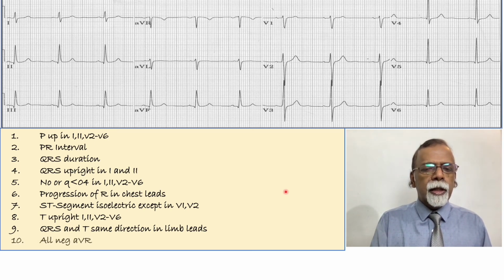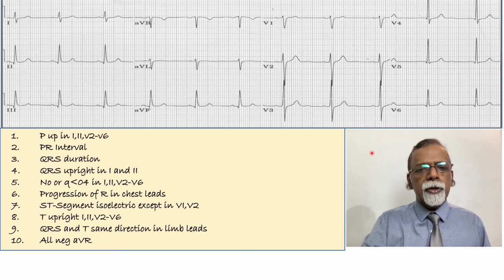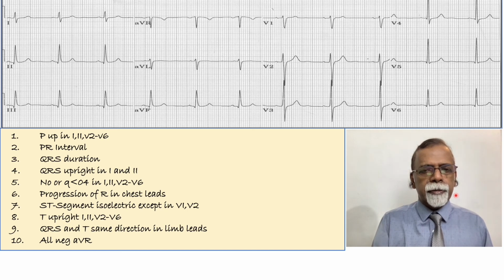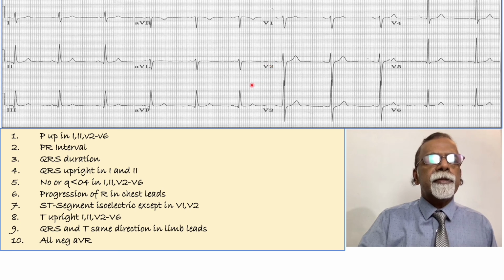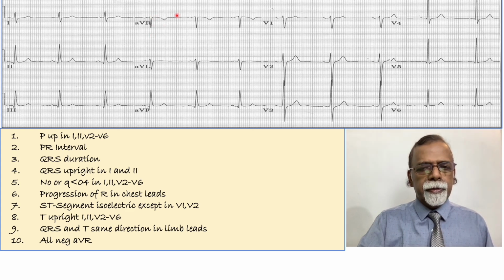Now we go to the last rule, the 10th rule. All the waves must be negative in AVR. As we know, the AVR is a cavity lead. You are recording, the exploring electrode is on the right shoulder and looking into the cavity of the heart. All the electrical forces are going away from the AVR, the exploring lead. So it must be negative. So in the AVR, look at the AVR. The P is negative, the QRS is negative, T wave is negative.